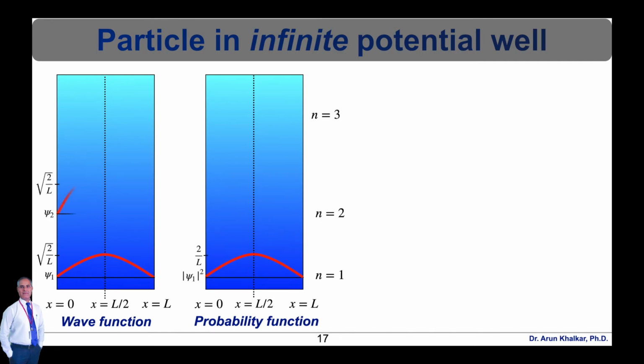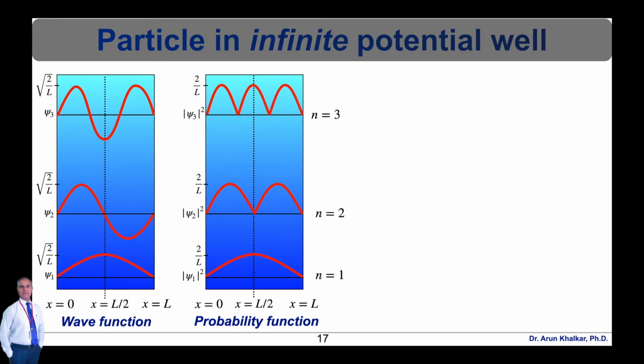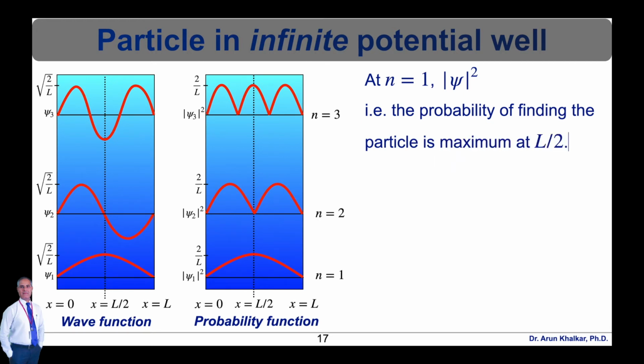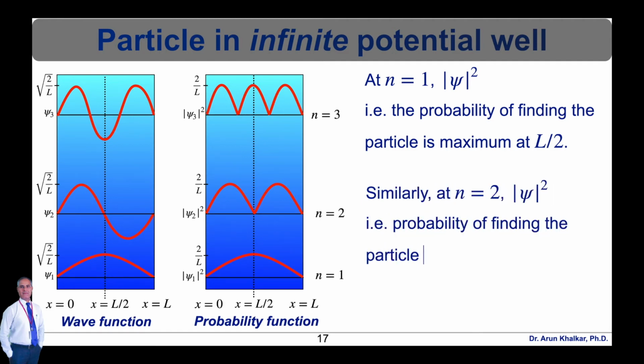According to classical mechanics, a particle with any energy can be present at any location inside the box. Quantum mechanically, the probability of the particle being present in the box is different, according to the quantum number n. For example, if n is equal to 1, then |ψ|², that is the probability of finding the particle, is maximum at L by 2, that is at the center of the box. Similarly, at n is equal to 2, |ψ|² is maximum at L by 4 and 3L by 4, as shown in this diagram.